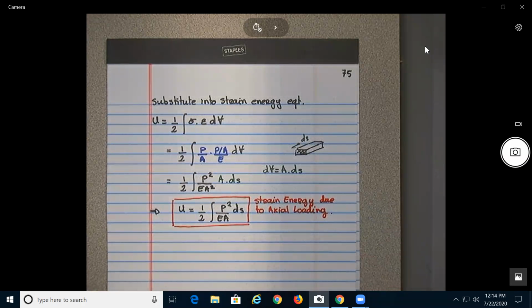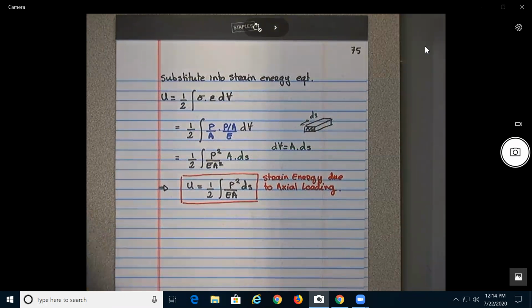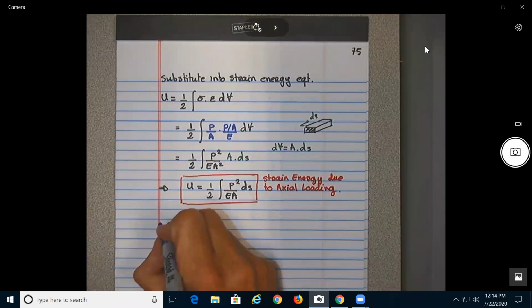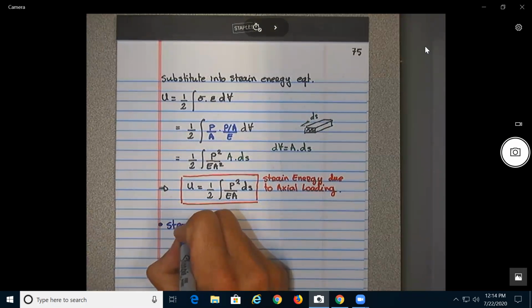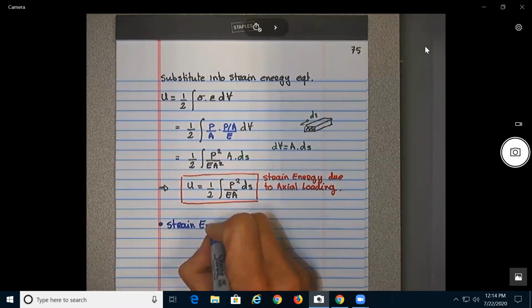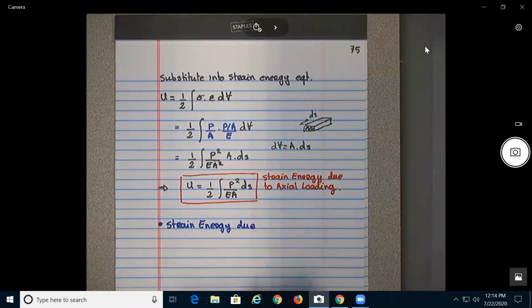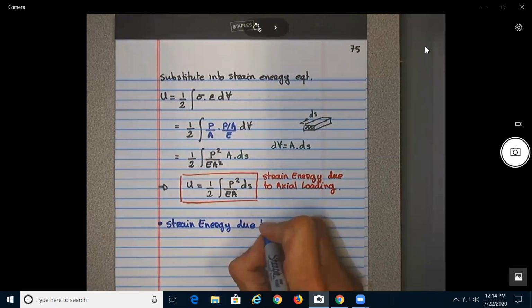So did you follow the procedure, what we did? Okay, it looks pretty simple. So this is why it's important. So now, imagine we're going to assume a structure which is subjected just to bending. So now, the second part will be strain energy due to bending.